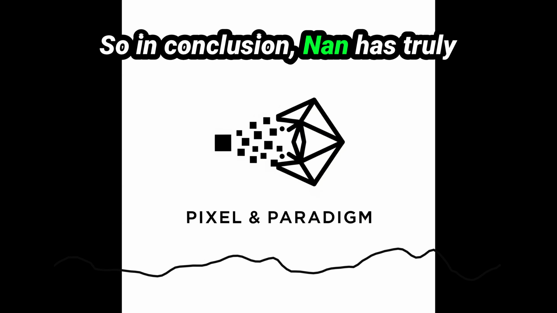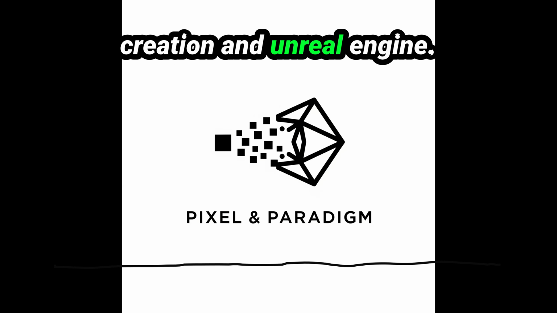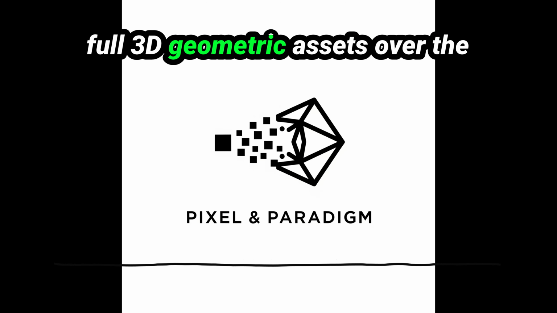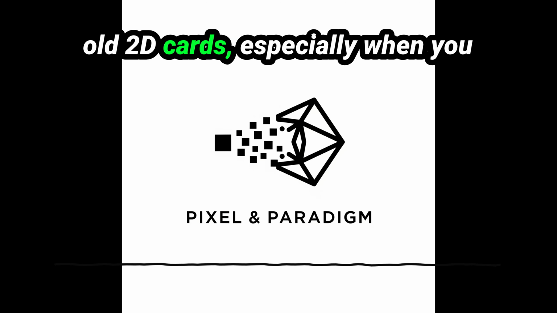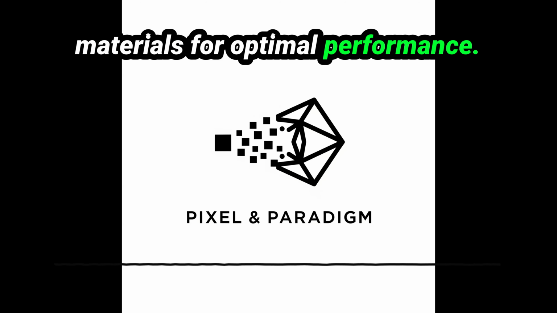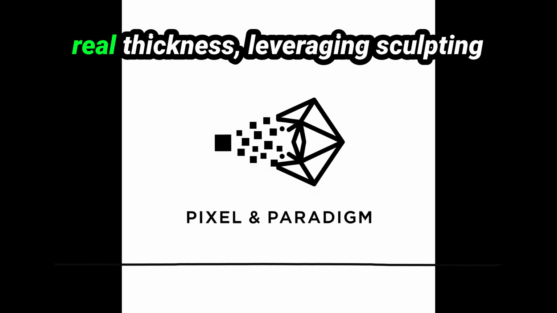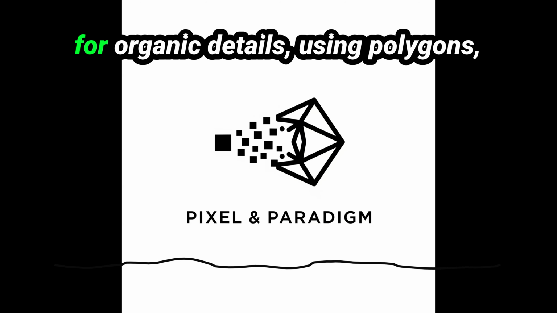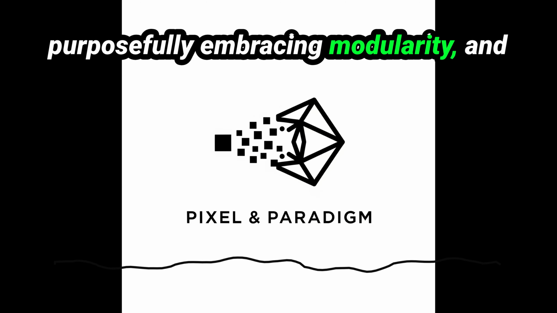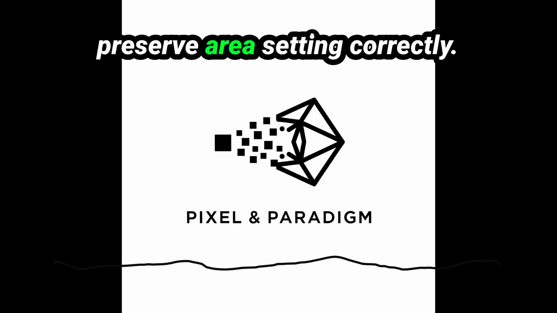So in conclusion, nanite has truly, fundamentally changed how we approach real-time foliage creation in Unreal Engine. It strongly favors moving towards full 3D geometric assets over the old 2D cards, especially when you pair that geometry with opaque materials for optimal performance. Key modeling strategies involve creating detailed individual 3D components with real thickness, leveraging sculpting for organic details, using polygons purposefully, embracing modularity, and understanding the critical importance of smooth normals, and using the preserve area setting correctly.